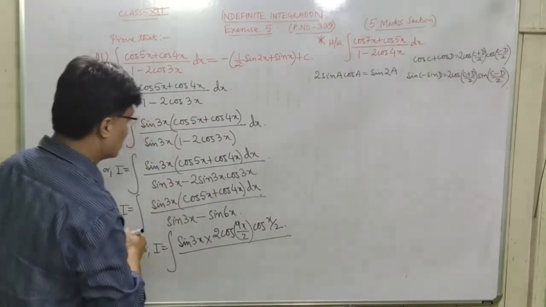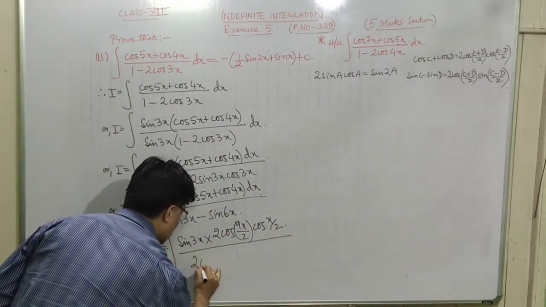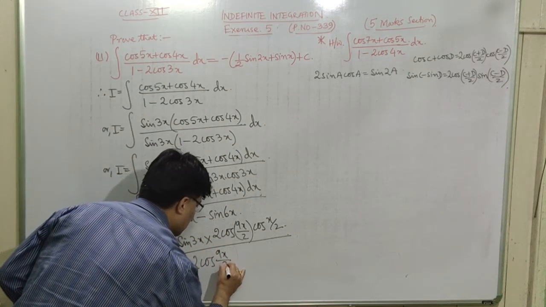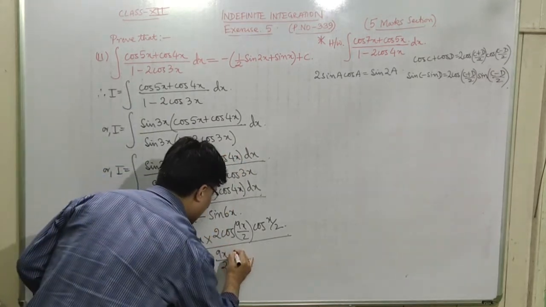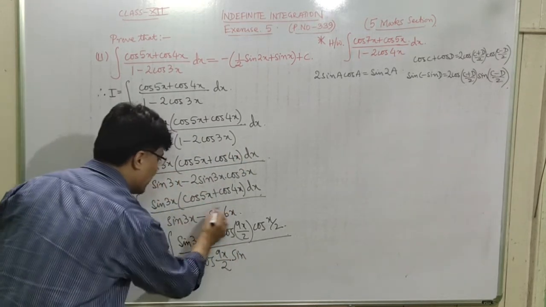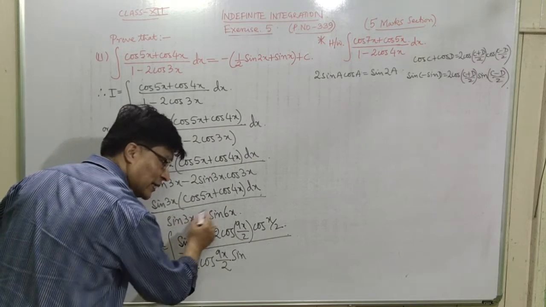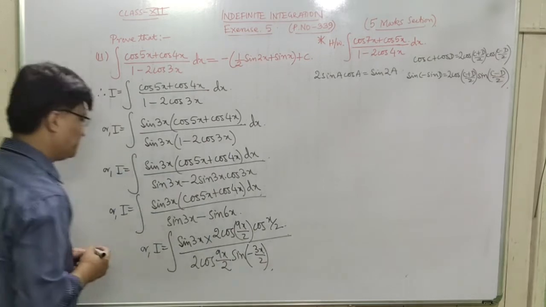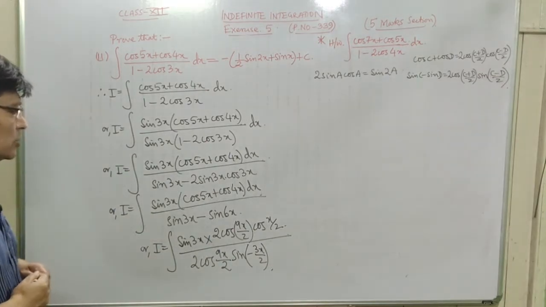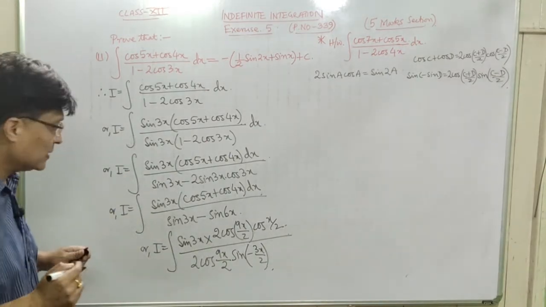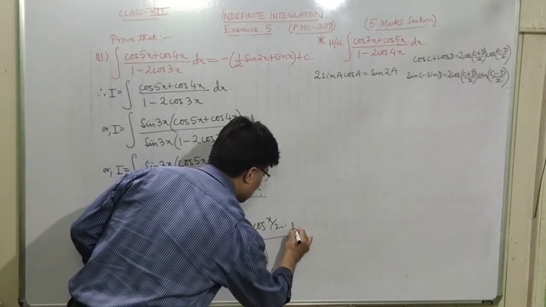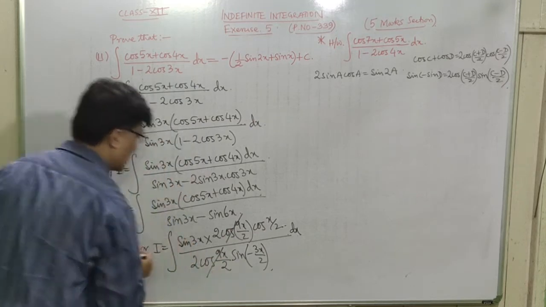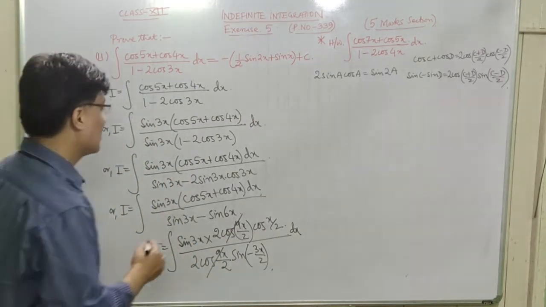Let us use the formula. 2 cos (C plus D)/2. 2 cos, what is C plus D? 3x plus 6x, 9x by 2. Then you should write sin, what is (C minus D)/2? What is C minus D? 3x minus 6x. That is minus 3x by 2. So I think you have understood it. Then you should write here dx. So let us cancel here. This cos 9x by 2 gets cancelled.